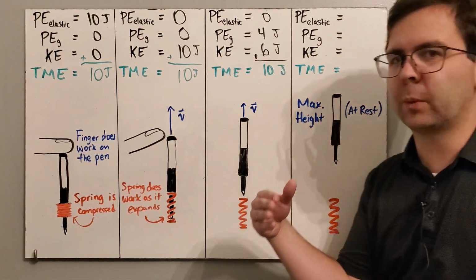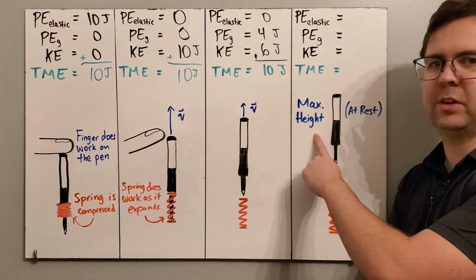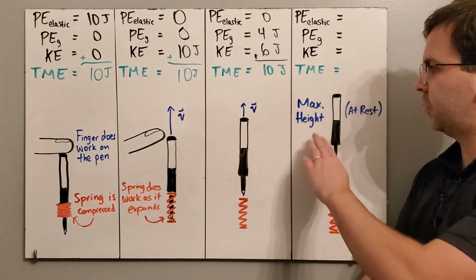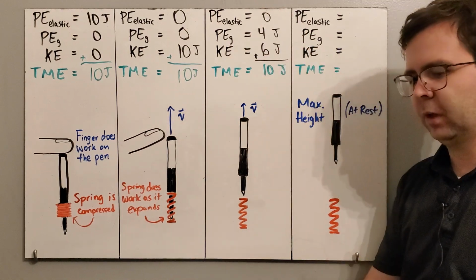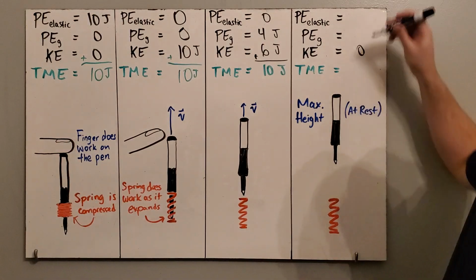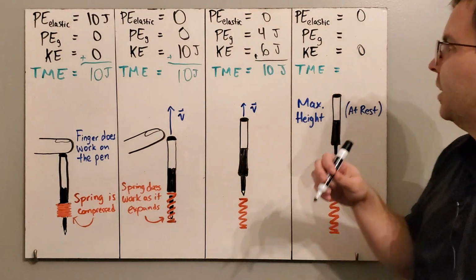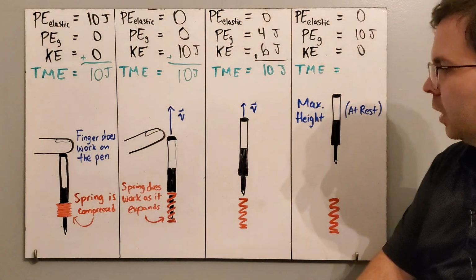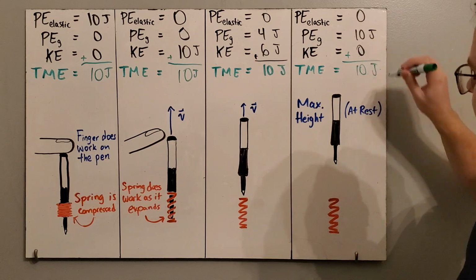So if we played this forward a little bit more, as the pin continues to go up, it reaches a max height, right? The peak of its trajectory. And at that point, it stops moving just for an instant. Once it reaches the top, it's at rest. So at that point, the kinetic energy is 0. The elastic potential energy is still 0. And now we can say the gravitational potential energy is 10 joules. We're not losing any energy here, so the total is still 10 joules throughout.